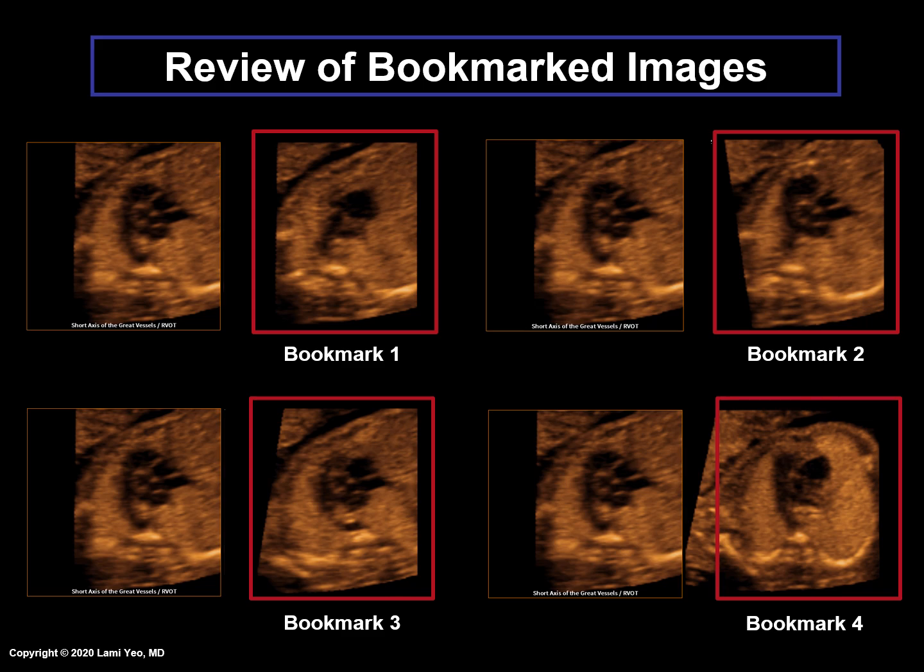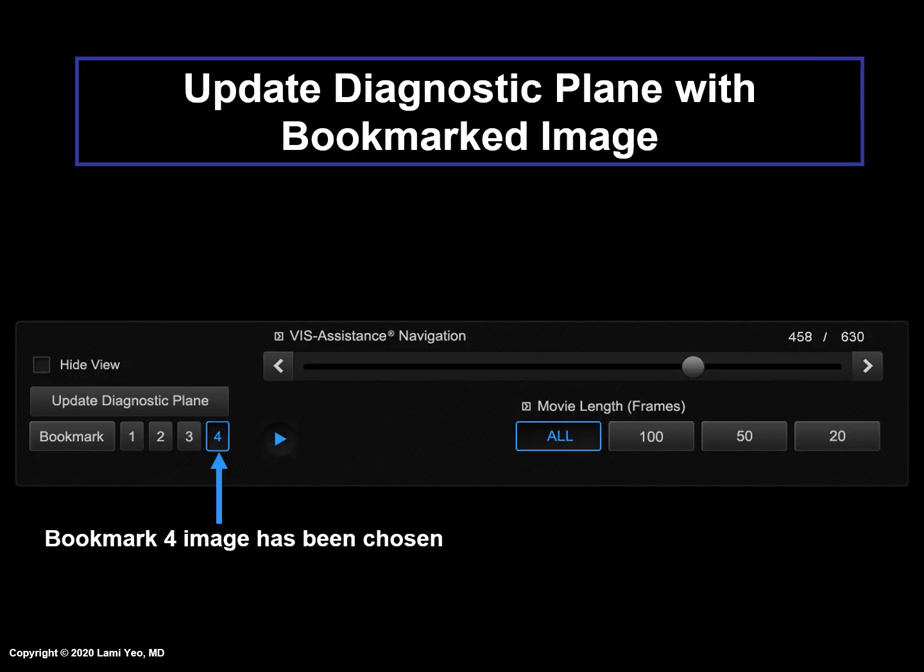After reviewing the 4 bookmarked images, the user has chosen bookmark 4 to replace the diagnostic plane image on the left. This is accomplished by pressing the Update Diagnostic Plane button. Bookmarked image 4 from the Visa video clip will now replace the diagnostic plane.